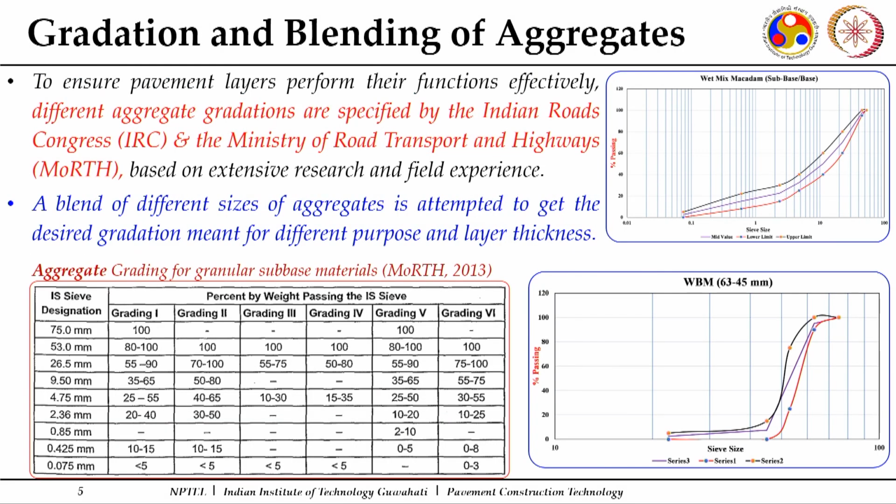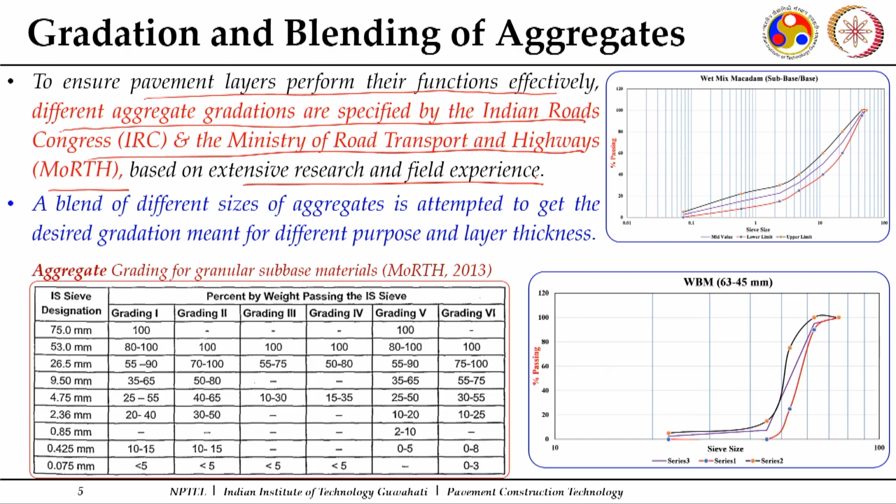Now, first of all, when we look into the blending of aggregates, as I said, the different aggregate gradations are to ensure pavement layers perform their functions effectively. Different aggregate gradations are specified by the Indian Roads Congress or the Ministry of Road Transport and Highways guidelines based on extensive research and field experience. So, they have specified that if your intended purpose is this one, it is advisable to use this particular gradation. So, you will try to target that gradation for your mix.